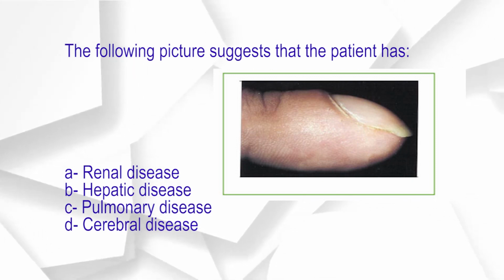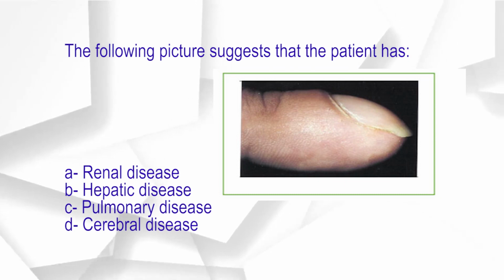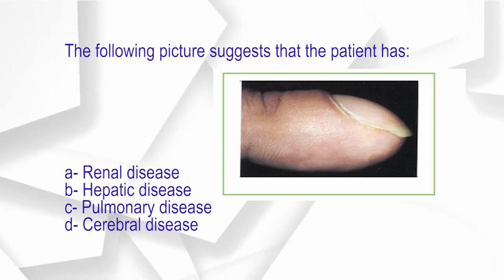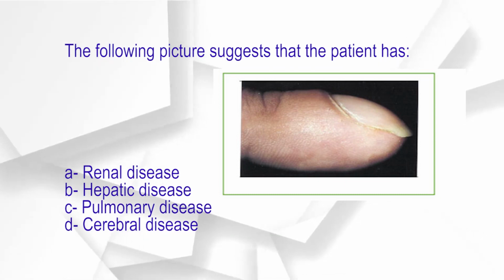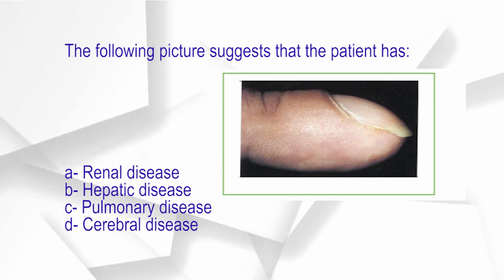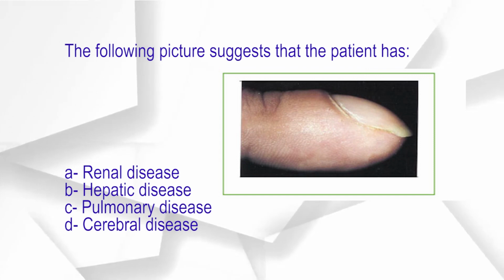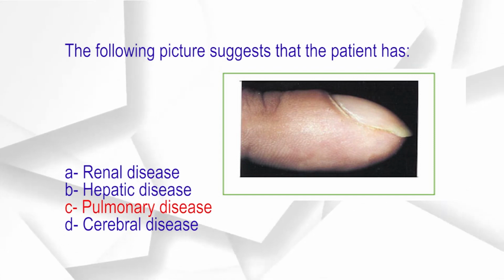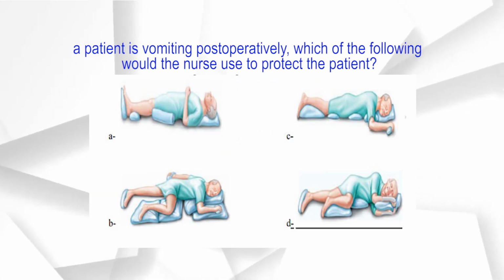Guys, here our next question. 14. The following picture suggests that the patient has. Answer. The options are A. Renal disease, B. Hepatic disease, C. Pulmonary disease, D. Cerebral disease. And the correct answer is option C. Pulmonary disease.